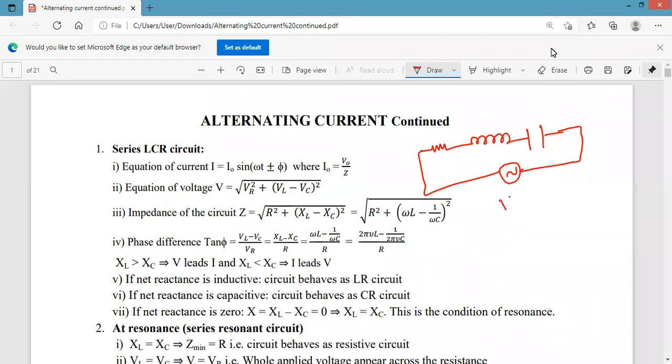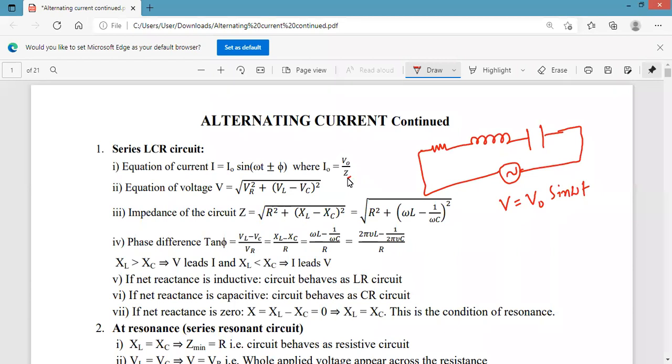The voltage is given by V is equal to V naught sine omega t. Now, the current in the circuit at any instant is given by I is equal to I naught sine omega t plus or minus phi, where I naught is the peak value of the current. That peak value of the current is equal to peak voltage by impedance.